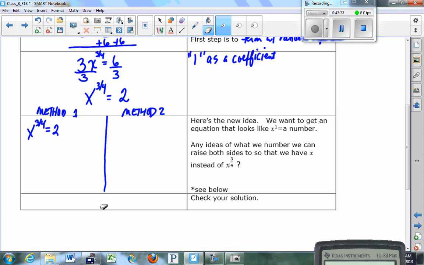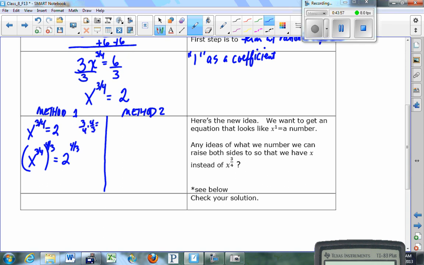So any ideas what we can raise both sides of this equation to get x to the first? Now, Karis, it's your turn. What can we raise both sides to? 4/3, because 4/3 is the reciprocal of 3/4, and when I multiply a number by its reciprocal, 3/4 times 4/3, those are reciprocals. What number, magic number, do I get? 1. Yeah. So this becomes 1, which is lovely because I get x to the first, and this becomes 2 to the 4/3, and that means 2 to the 4th, which is 16, and the cube root is 16. We can't simplify, so you can leave it just like that.